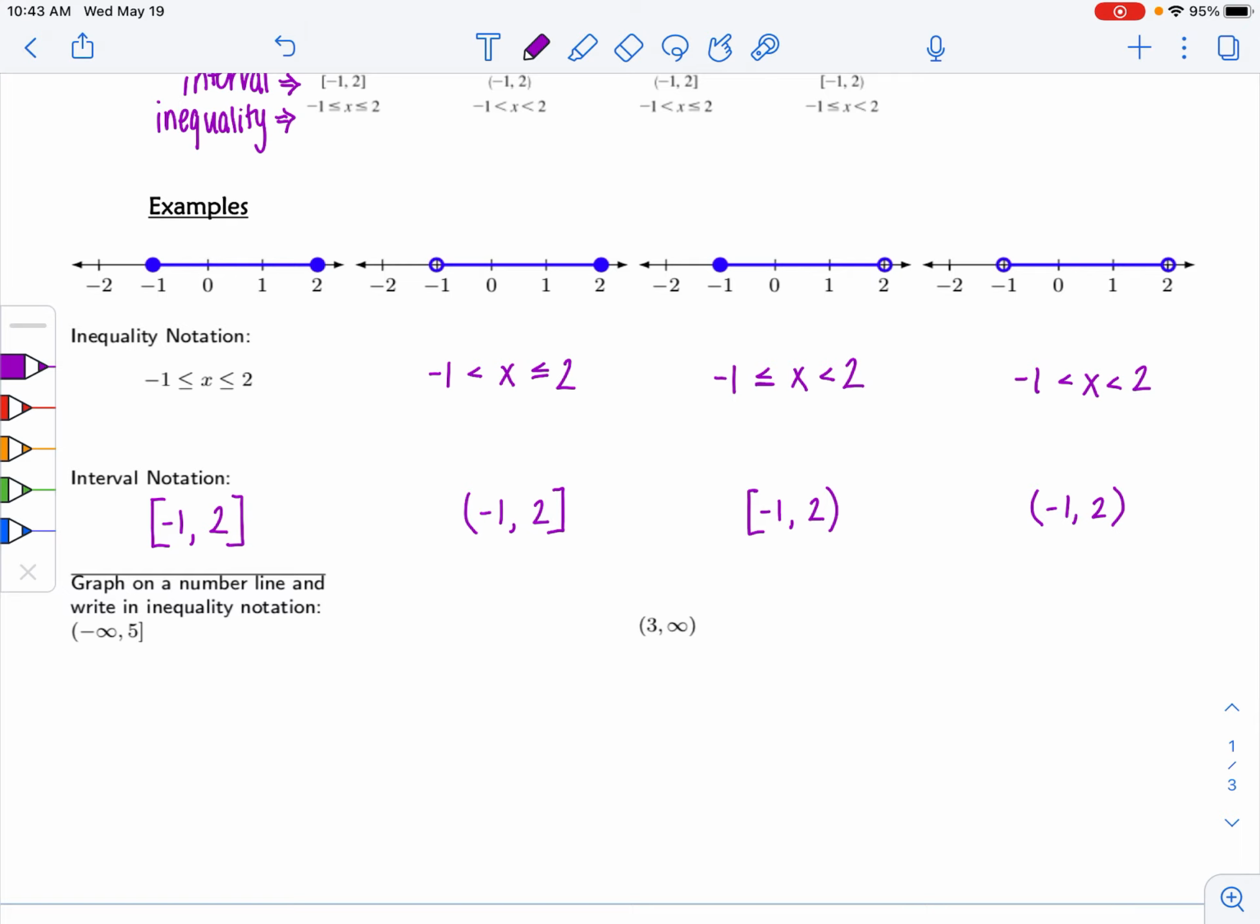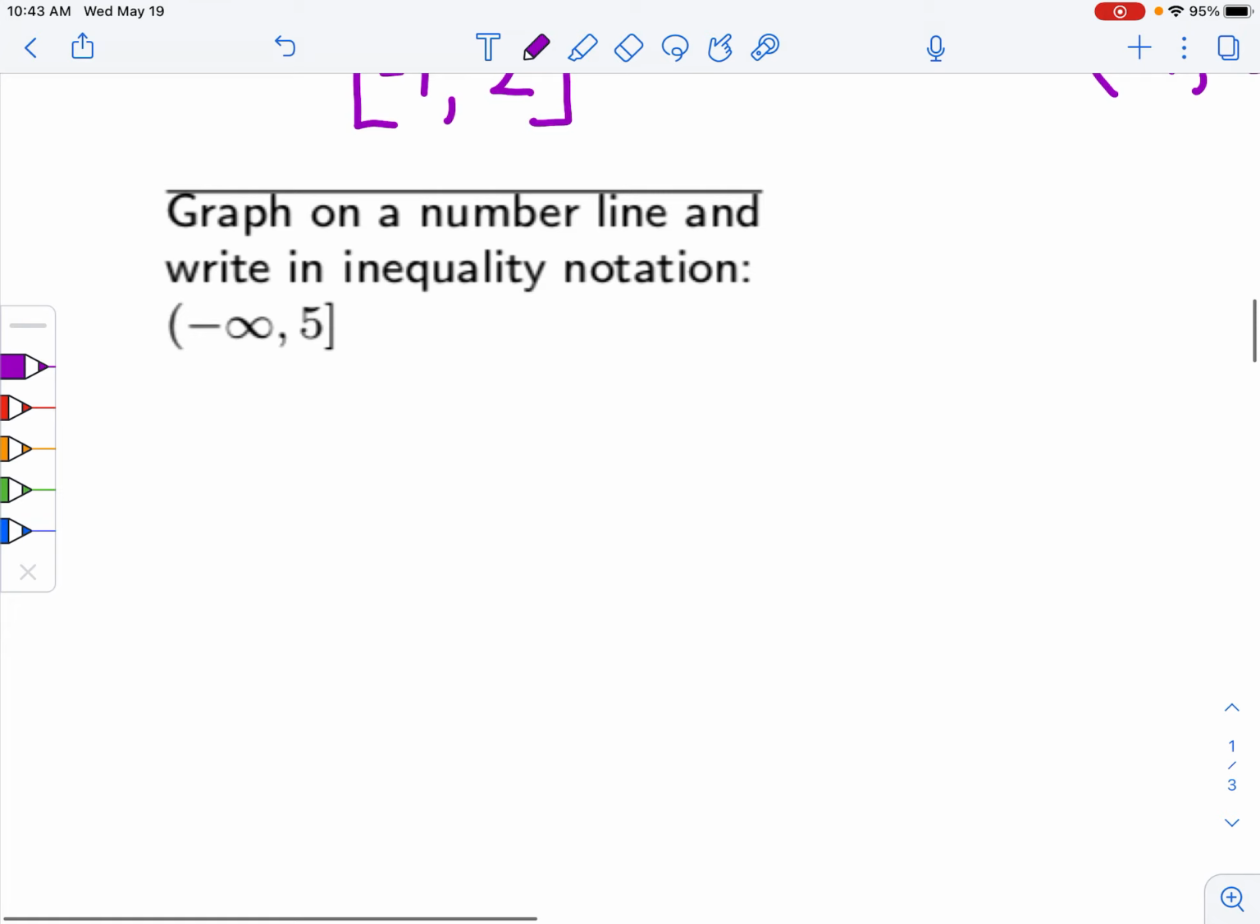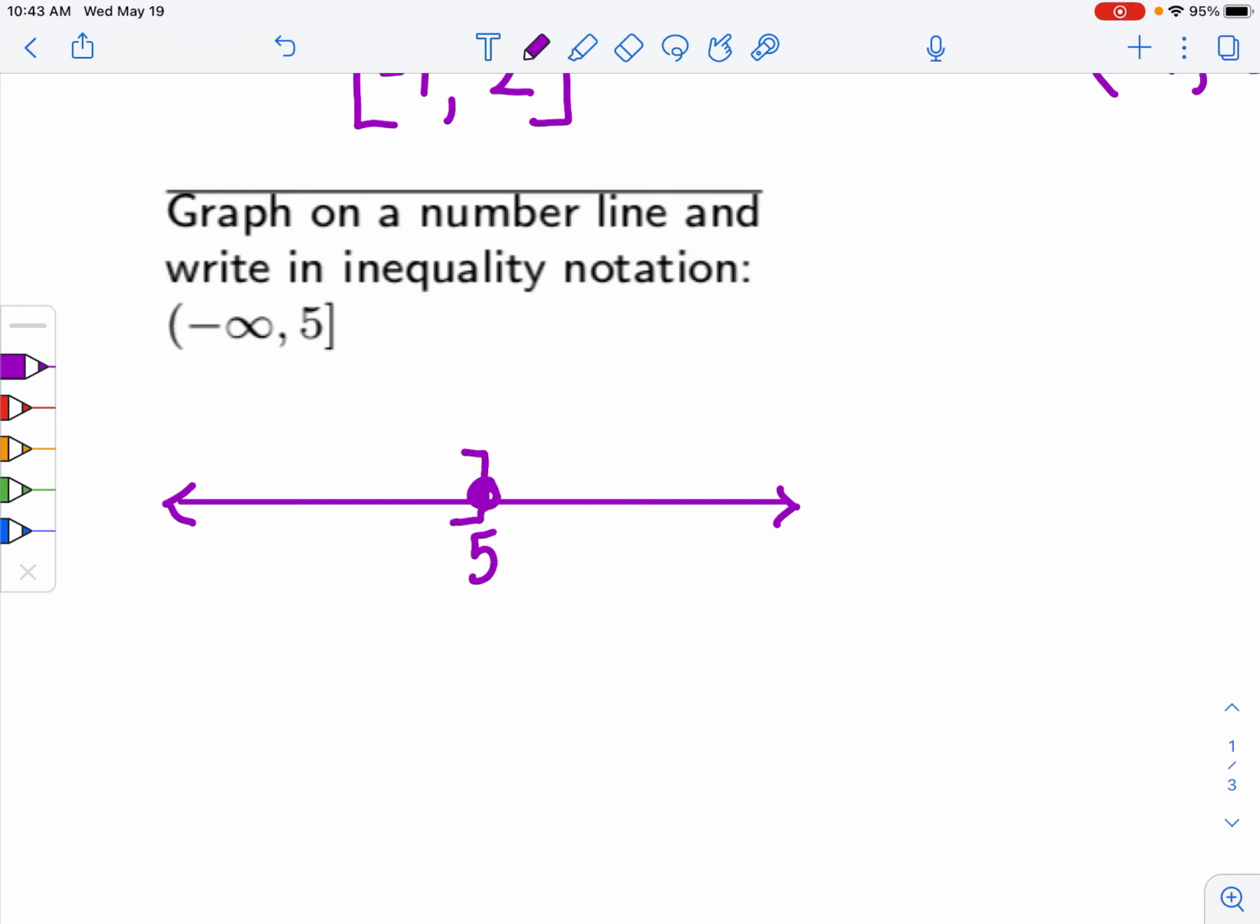Last thing on this page is graph on a number line. We're now taking this interval notation. We're going to graph it and put inequality. So when you graph, make sure you have a straight line with arrows on both sides, and you for sure need the number. So in this case, I just need 5. It's going to be a bracket, so I can put the bracket in, and I can also do a closed circle, whatever you're more comfortable with.